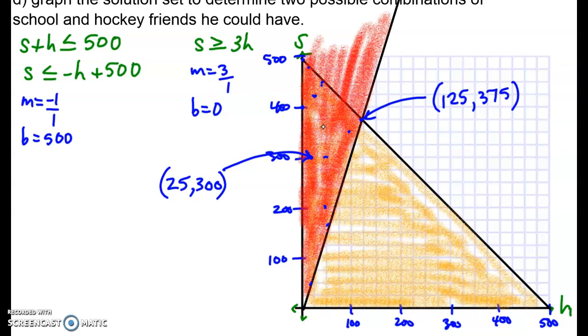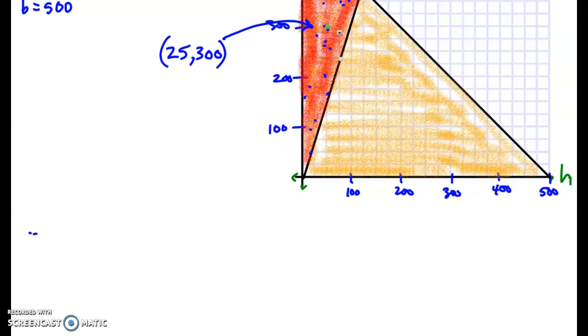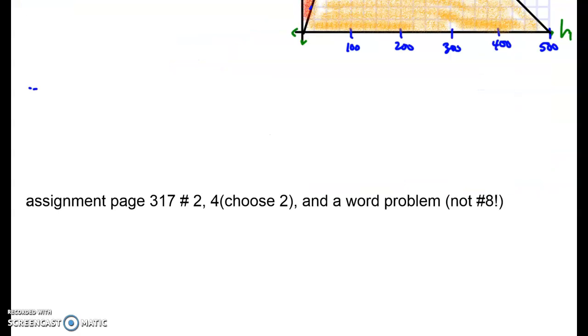Remember, you can pick any solution from inside this overlap as long as it's a whole number, and that will work. Okay, so your assignment, should you choose to accept it, which of course you will because you want to practice these things, page 317, and you can pick any word problem except number 8, because that's the one we just did above. Okay, good luck.